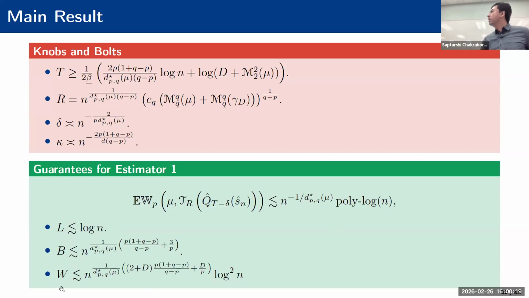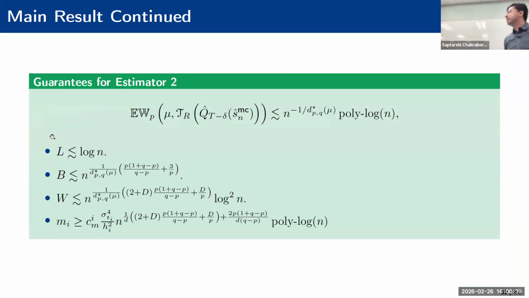So from this analysis, we get a sufficient condition for an upper bound on the expected Wasserstein p distance for estimator 1. Under the same knobs and bolts for T, R, delta, and kappa, we can show a similar bound for our estimator 2. In that case, we need to select L, B, and W scaling quite similarly. But in this case, we can also give a lower bound, a sufficient condition, for the number of Monte Carlo samples that we need to generate for every time step.